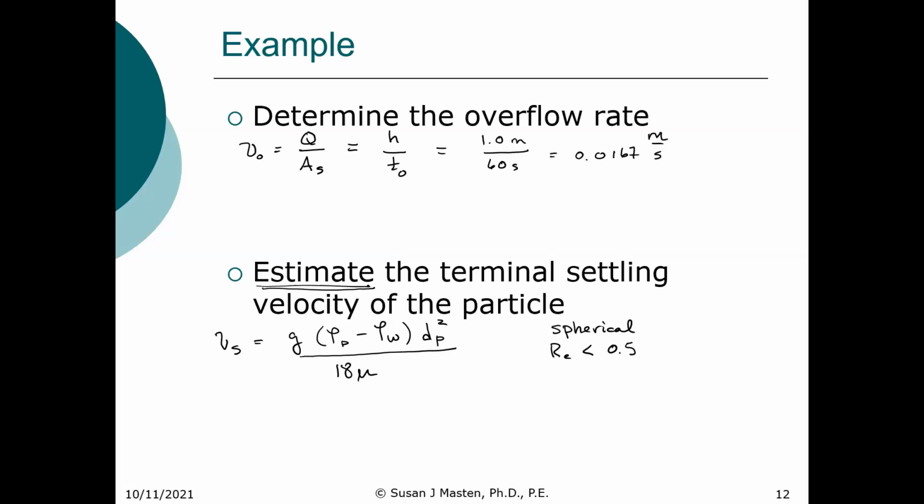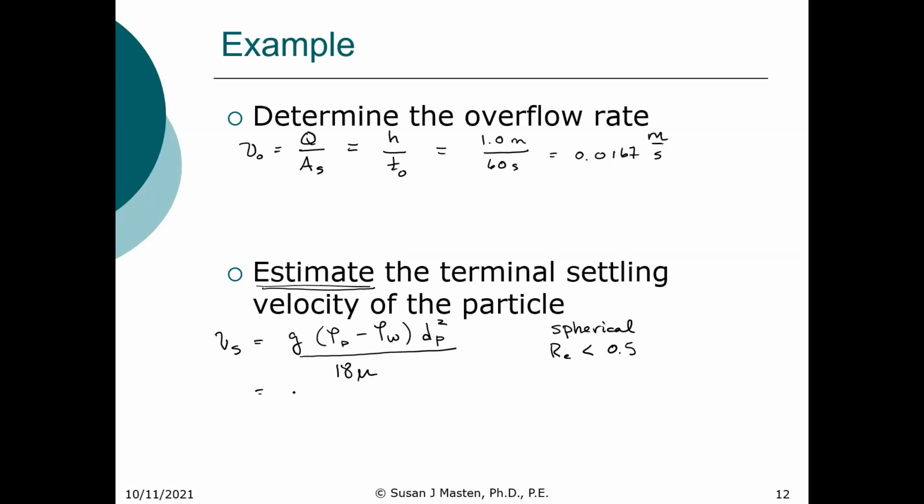Problem is we don't know Reynolds number, because in order to know Reynolds number, we need to know the terminal settling velocity of the particle, which is what we're solving. And in order to use the general equation, we would need a coefficient of drag, which we also need the Reynolds number for. So we're kind of in this catch-22. So we need to make these assumptions to estimate the terminal settling velocity.